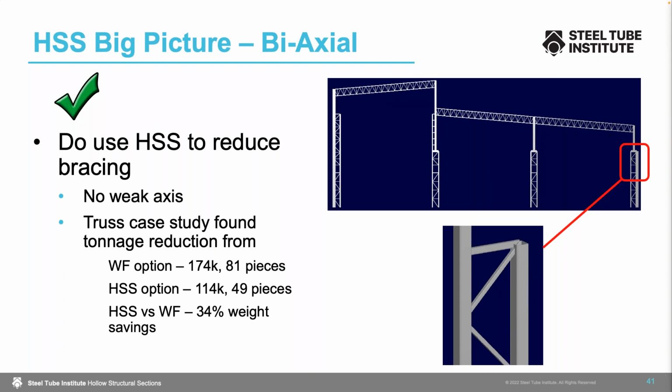This is a quick case study where we had some vertical trusses, and just by converting from a wide flange to an HSS option, we were able to reduce a lot of the weight and the number of pieces because of the reduction in out-of-plane bracing.